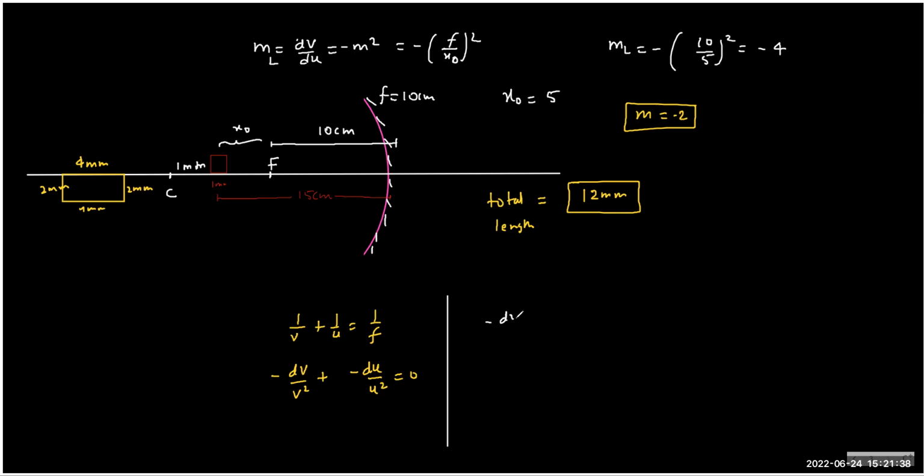So dv by du is minus v square by u square. And this is simply the linear magnification whole square. So that's why this is minus m square. And this we can write as f by xo whole square. So when du is very small, like 1 mm, so dv is how much? Minus m.